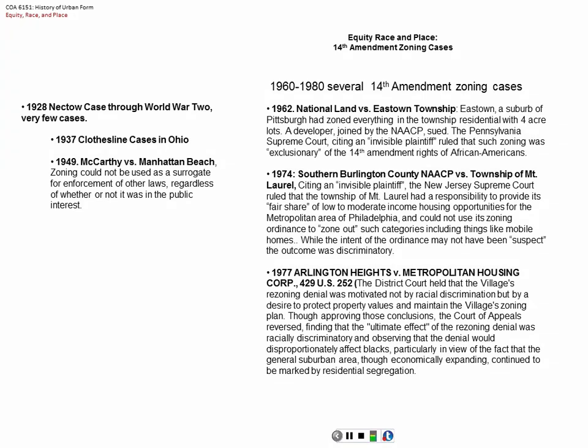Well, those were really the only two sort of major cases that came along until the late 1950s and early 1960s, when there was a series, almost rapid fire, 62, 74, 77, so forth, 78, 79, that all involved 14th Amendment, that is, equal protection cases. 1962, a suburb of Pittsburgh, duly incorporated, passed a zoning ordinance in which they zoned every single thing in the town residential with a minimum lot size of 4 acres. A developer, joined by the National Association for the Advancement of Colored People, the NAACP, sued. The Pennsylvania Supreme Court, citing an invisible plaintiff, ruled that such zoning was exclusionary. That is, that it violated the 14th Amendment rights of African Americans.